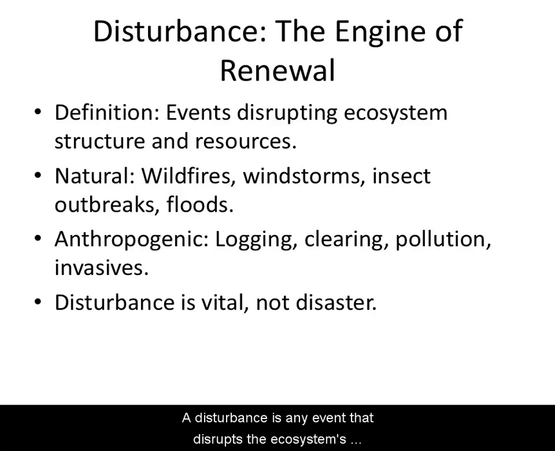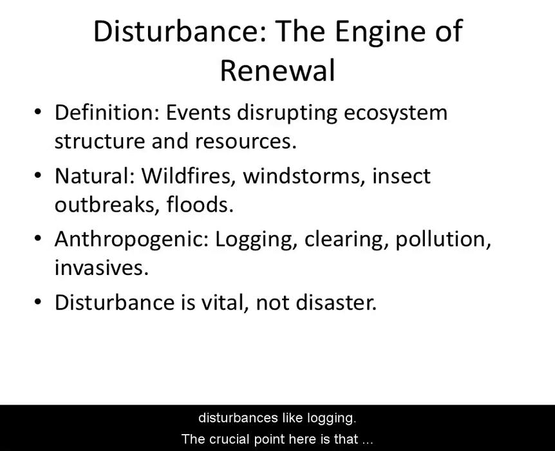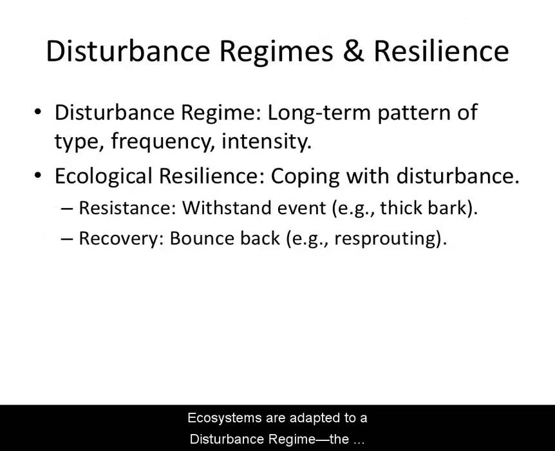A disturbance is any event that disrupts the ecosystem's structure and resources. This includes natural events like wildfires and insect outbreaks, as well as human-caused, or anthropogenic, disturbances like logging. The crucial point here is that in most ecosystems, disturbance is not a disaster. It is a vital, creative force, an engine of renewal that creates diversity and opportunity. Ecosystems are adapted to a disturbance regime, the long-term pattern of how often disturbances happen and how intense they are.